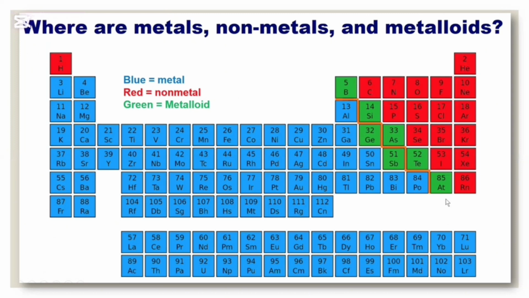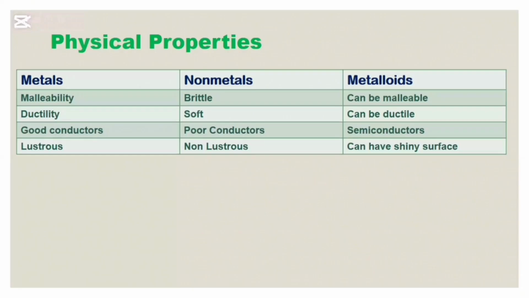Why do we need to identify these metals, nonmetals, and metalloids? The reason is that these elements play a crucial role in our daily lives. Each and every element is very important for various industries. That's why we need to identify whether it is a metal, non-metal, or metalloid. Metalloids show both metallic and non-metallic properties. Now let's talk about some physical and chemical properties of these metals, nonmetals, and metalloids.